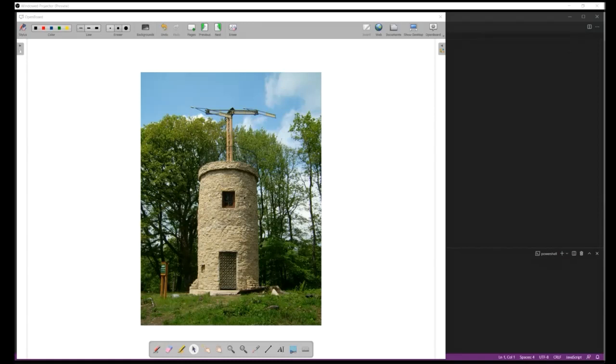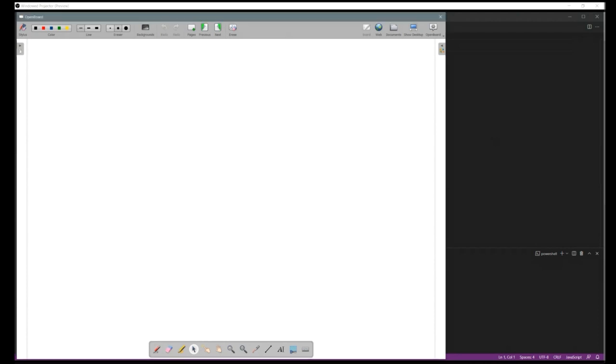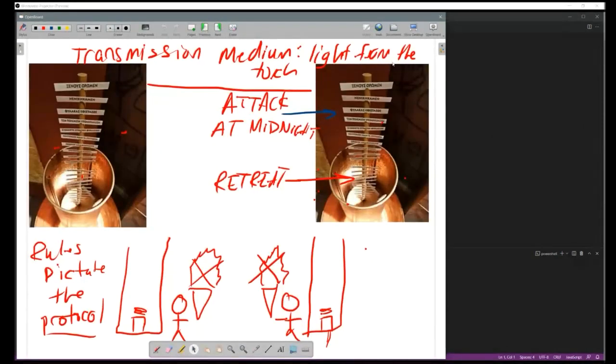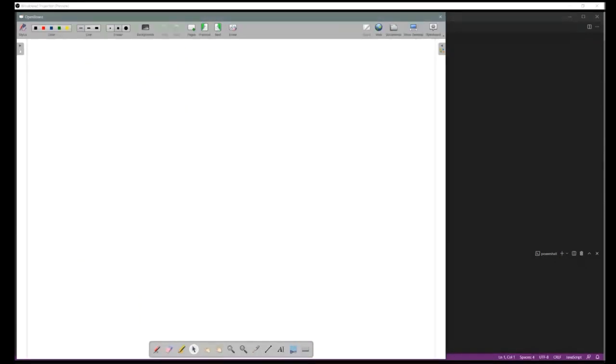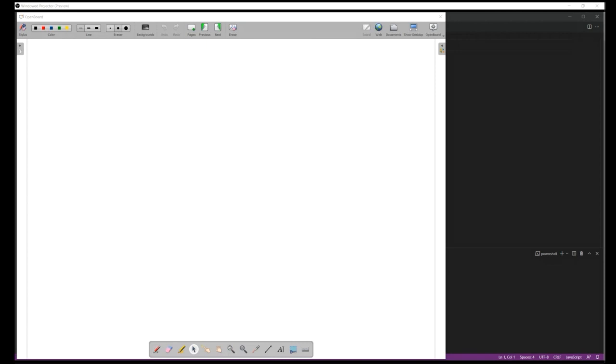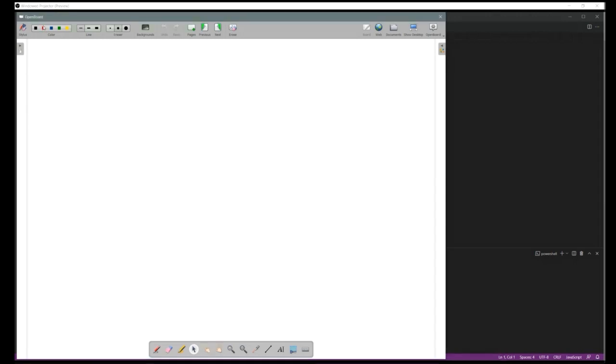Okay, so let's jump to the physical layer, and we can start talking about specific types of transmission mediums. We already covered one transmission medium, which was the light from the torch. But more modern applications of transmission mediums are what we're going to be covering next. So this is topic 3, which is the physical layer.